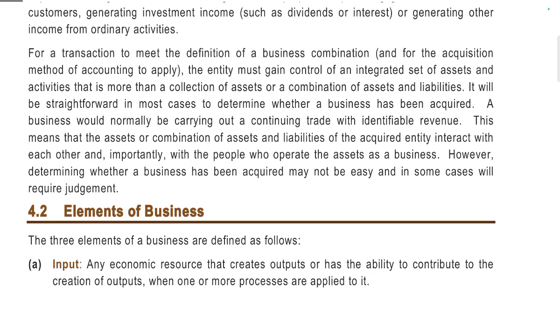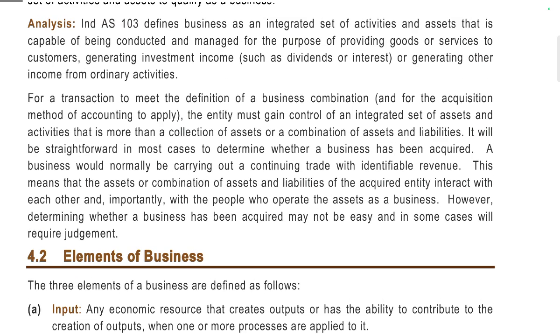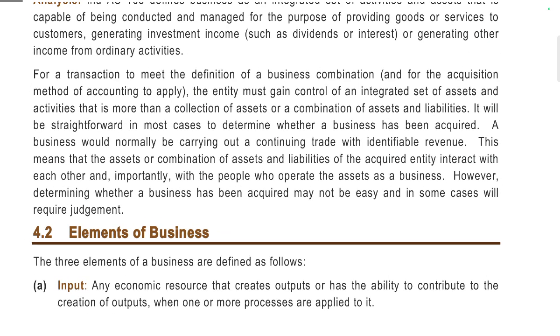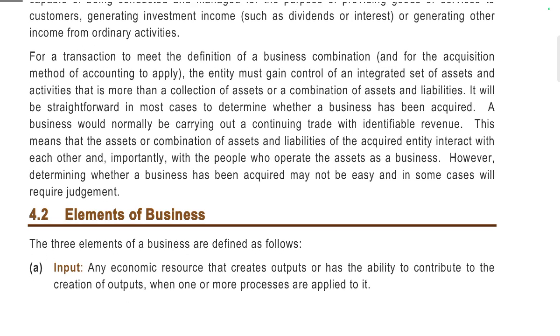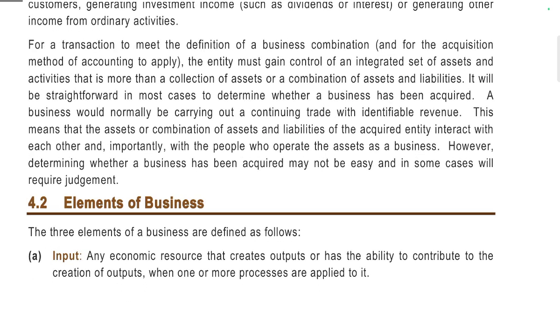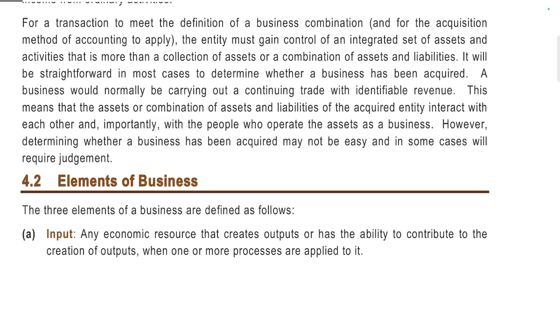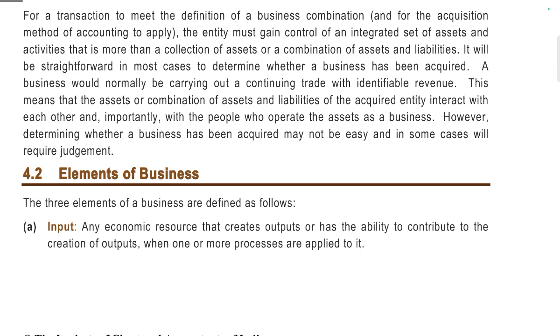For a transaction to meet the definition of a business combination and for the acquisition method of accounting to apply, the entity must obtain control of an integrated set of assets and activities that is more than a collection of assets or a combination of assets and liabilities. It is straightforward in most cases to determine whether a business has been acquired.